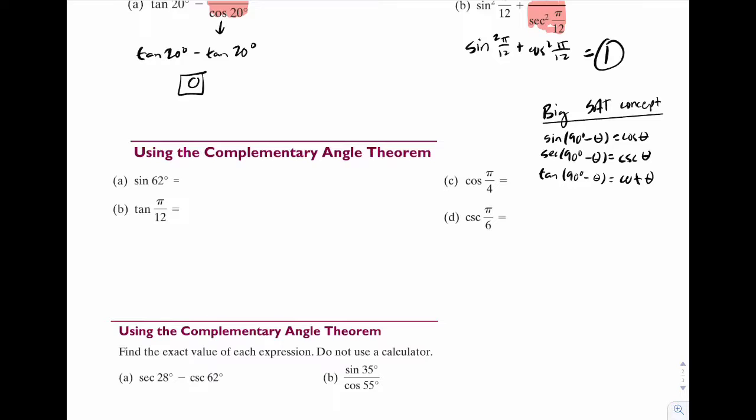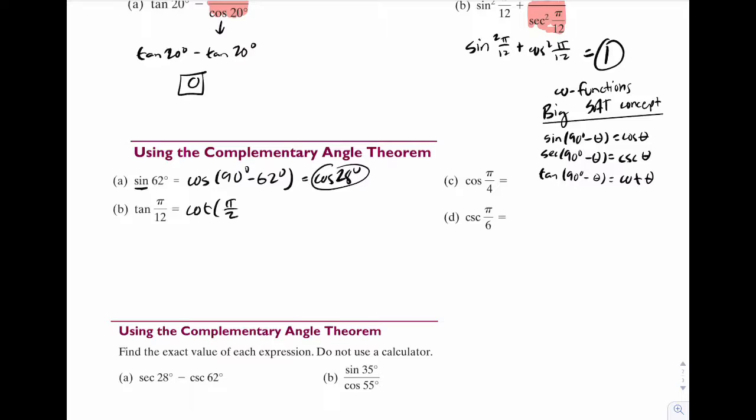So if you want to change sine using this complementary angle theorem, notice how it lines up with cosine, so let's write cosine. It's called complementary, or I call these co-functions. In your notes, we often refer to them as co-functions, because you just take the complement of the given angle. So complement meaning take it away from 90. So cosine of 90 minus 62, that's cosine of 28. There's your answer.